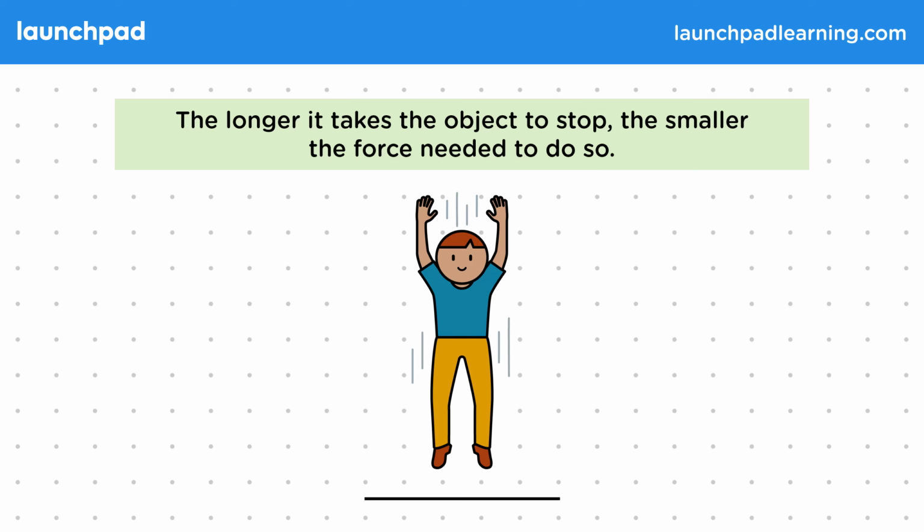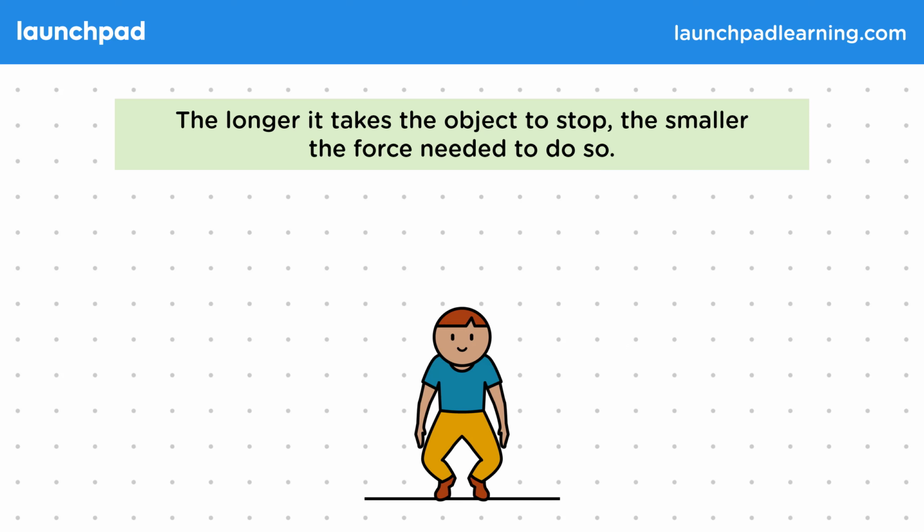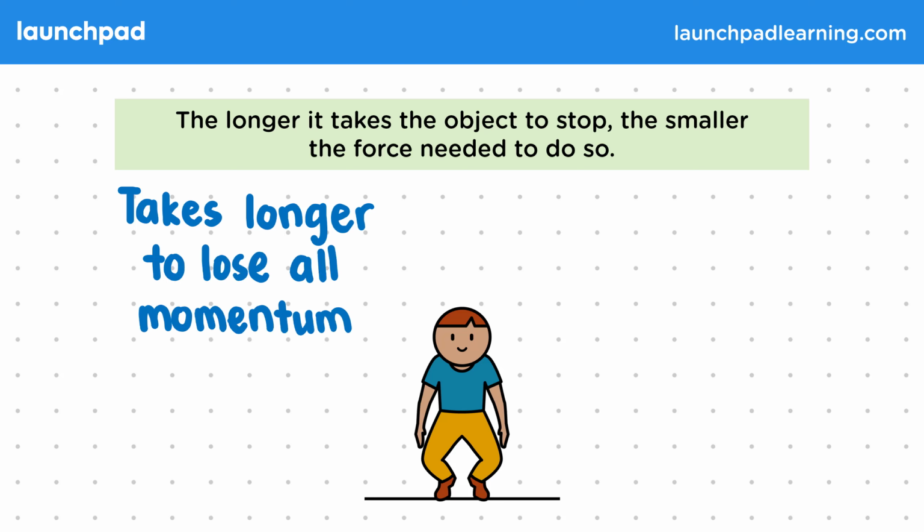So let's consider the person falling again, but this time they bend their knees as they land. By doing so, instead of stopping suddenly, they slow down gradually. This means it takes longer for them to lose all of their momentum, which then reduces the damage in their legs. But why? Well, let's think back to our force-momentum equation again.